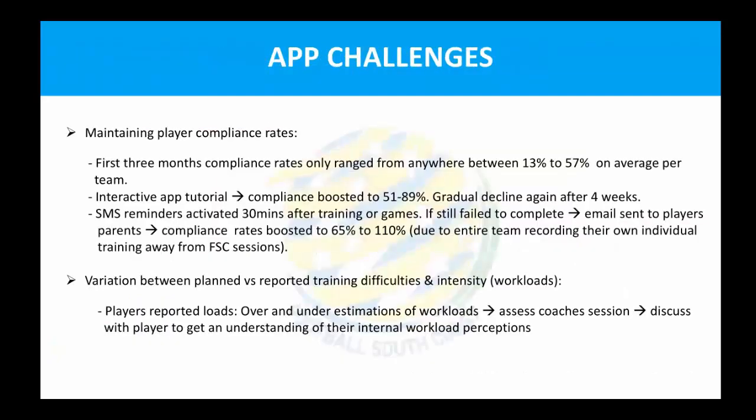Okay, so app challenges. One of our biggest challenges throughout the entire season was maintaining player compliance rates. Despite continuous reminders from myself and the coaches at training, and emails providing step-by-step instructions on how to record the data, for the first 3 months compliance rates only ranged anywhere between 13 to 57% on average, between the under-13s to under-16s. The under-14s were actually the least compliant, with the team average only being 13%.